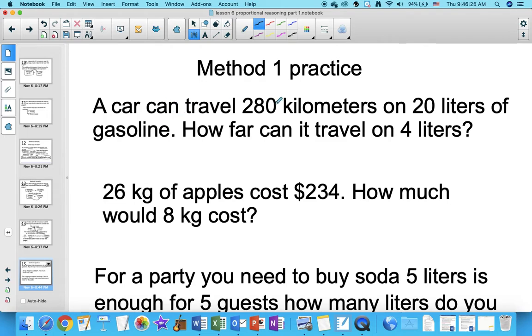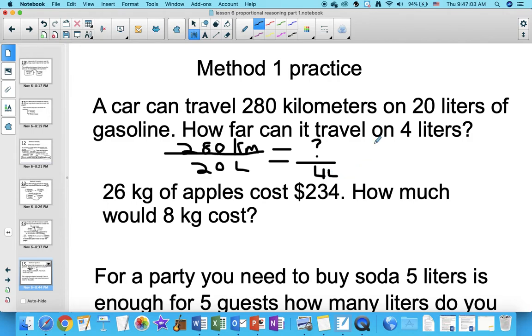A car can travel 280 kilometers on 20 liters of gasoline. How far can it travel on 4 liters? So I like to write down what we know. It's 280 kilometers. Now make sure you keep your units. This will help make sure that you don't make mistakes if the question gives you different units, because I might do that. So 280 kilometers in 20 liters of gas, right? Well, I want to know how far it travels on 4 liters of gas, right?